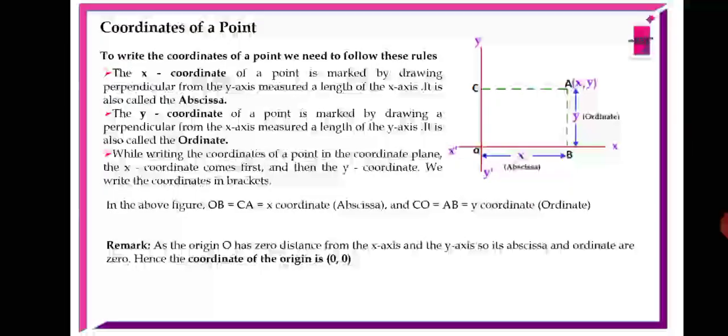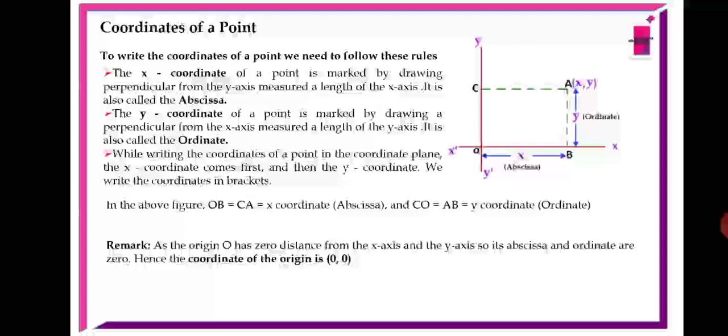So in detail, we will now learn what a point is, how to coordinate the point, and what the coordinates of the point are. To write the coordinates of a point, we need to follow these rules. The x-coordinate of a point is marked by drawing a perpendicular from the y-axis, measured as a length on the x-axis. It is also called the abscissa. The y-coordinate of a point is marked by drawing a perpendicular from the x-axis, measured as a length on the y-axis. It is also called the ordinate. While writing the coordinates of a point in the coordinate plane, the x-coordinate comes first and then the y-coordinate. We write the coordinates in brackets only.